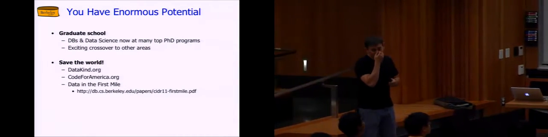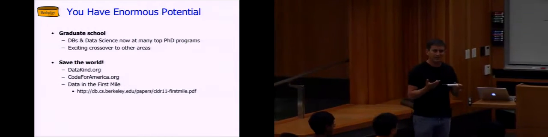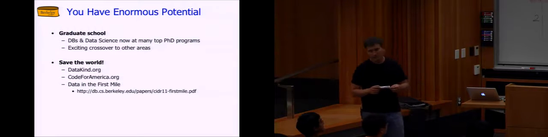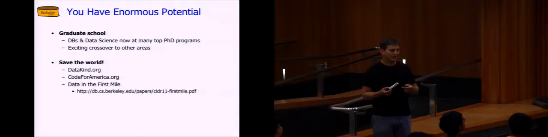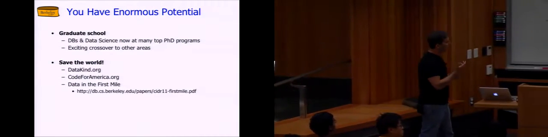And then in terms of value, you also have enormous potential. So what do you want to do next? There's lots of things you could do. Grad school, times have never been better. There didn't used to be a lot of data-centric computing in research. Now it's pretty much everywhere. You didn't used to be able to go to MIT and study database or data-centric stuff. Now you can. And there's exciting crossovers of data stuff to other areas.